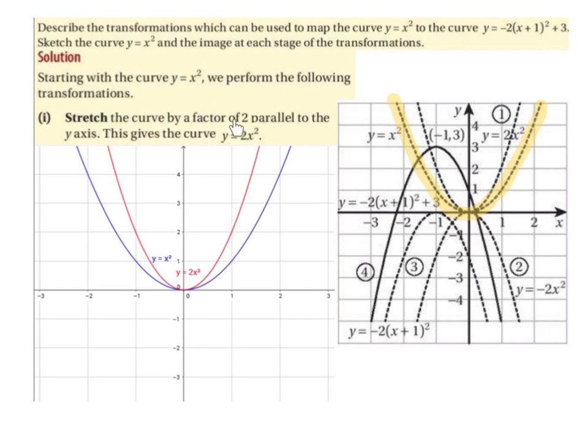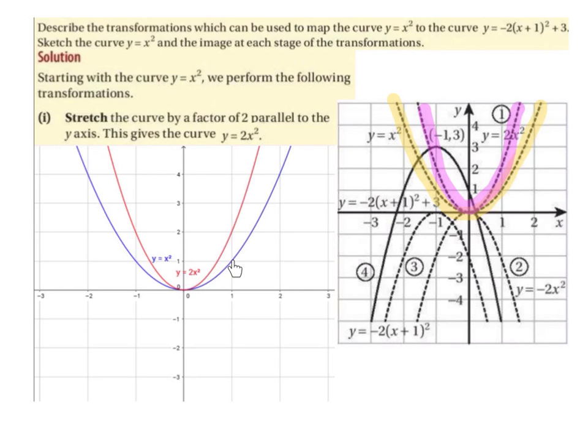Stretch the curve by a factor of 2 parallel to the y-axis. This gives the curve y equals 2x squared. So that gives us this curve here. So what has happened is every y value has been multiplied by 2. If we look at this diagram, we can see that the blue line is the graph of y equals x squared, and the red curve is the graph of y equals 2x squared. So each y value has been multiplied by 2.